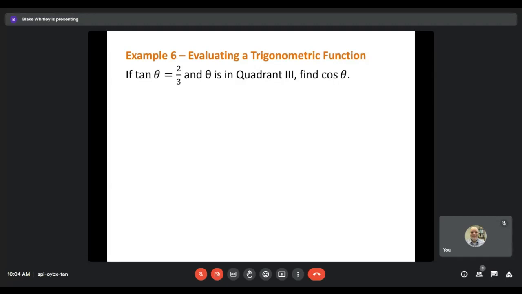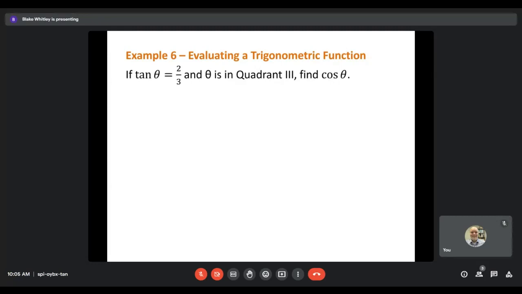So a couple of things we could do here. We could use one of our identities. We could also draw a triangle. And I'm actually going to use triangles here. If you want to use identities, we can use what we just saw on the previous slide, get tangent in terms of cosine instead of sine, and then just substitute your tangent value to find cosine. That's one way to do it.